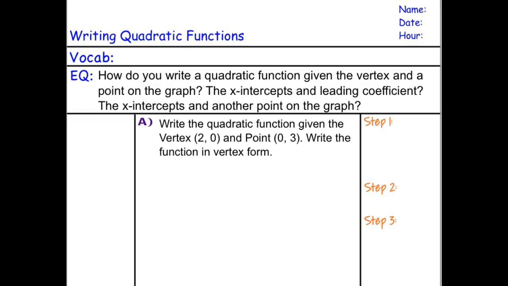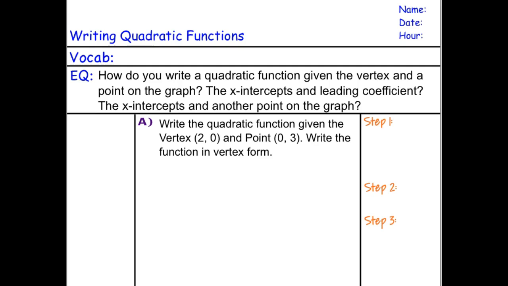Welcome to the final lesson of Unit 7. And today we're going to write those quadratic functions. There's a couple of different ones. Sometimes we'll be given a vertex and a point. Sometimes we'll be given the x-intercepts and a leading coefficient. And other times x-intercepts and another point. And we're going to work with how to write them in the different forms that we are asking you to look at.